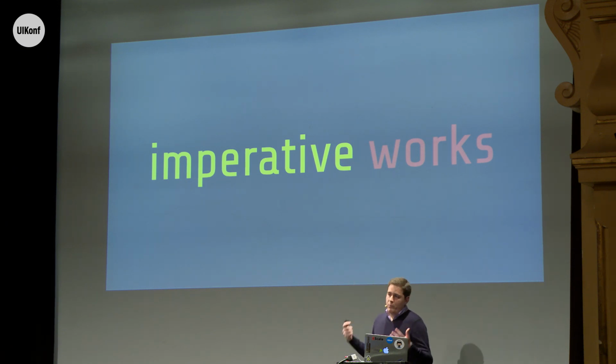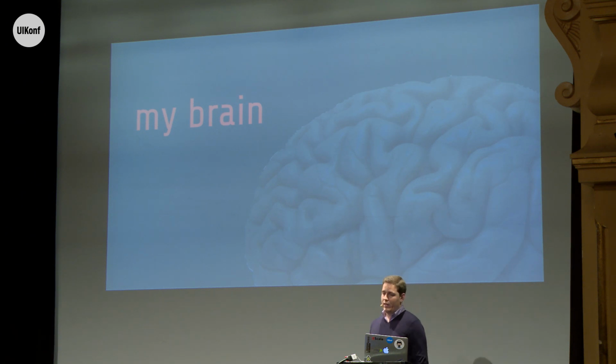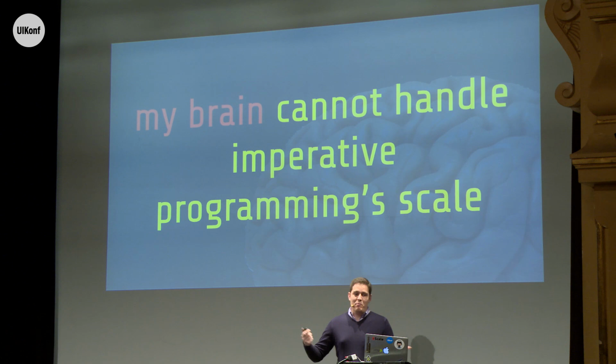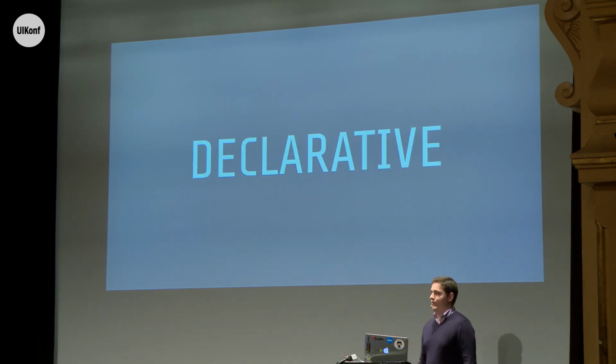The problem is not with imperative per se. The problem is with my brain. It's with our brains. You can say that my brain cannot handle imperative programming at scale. When a program grows, if you keep doing it in an imperative way, you're going to have a bad time. So yes, a DSL is declarative.